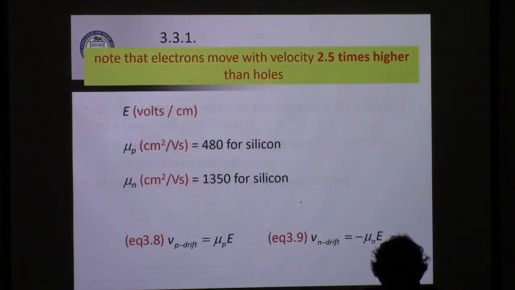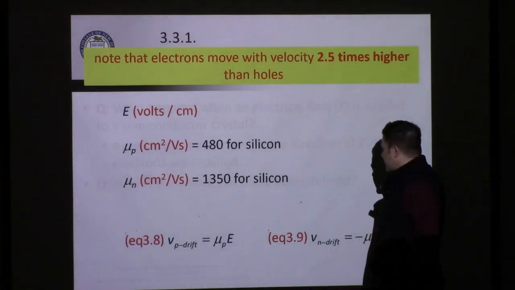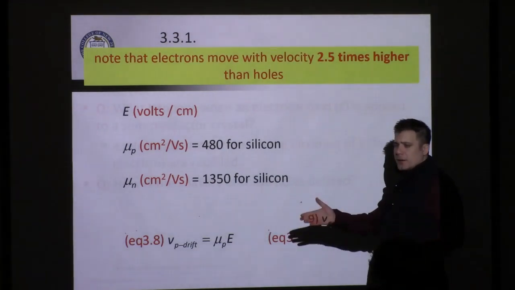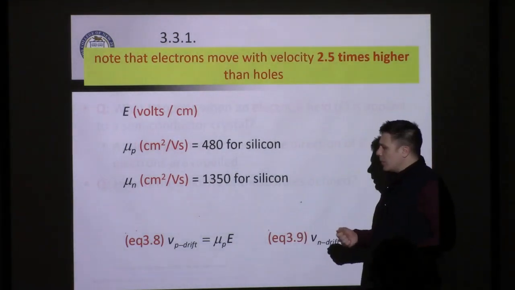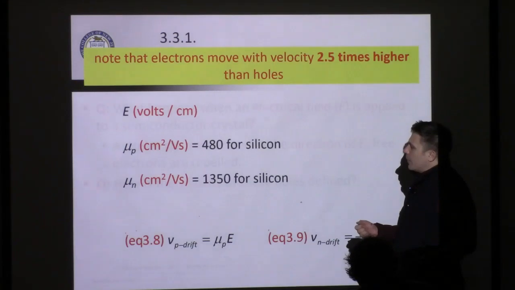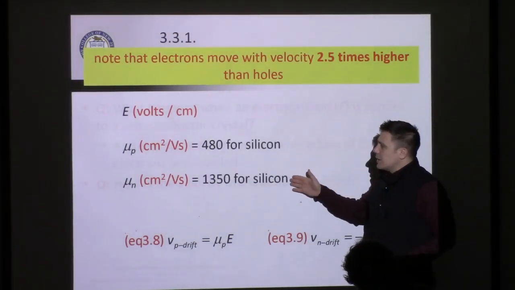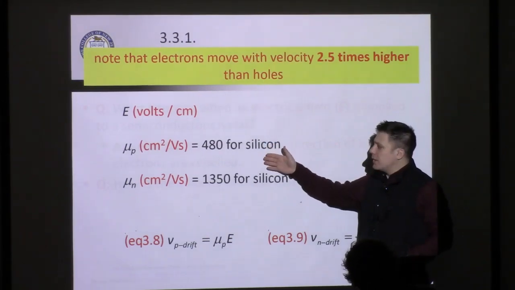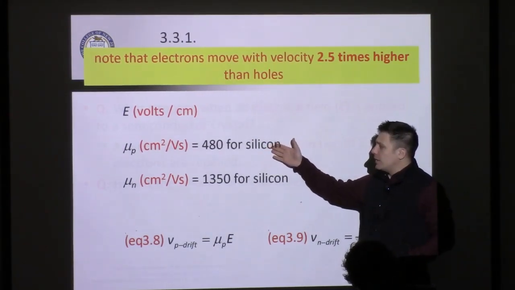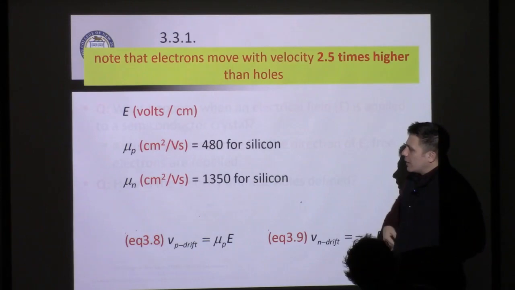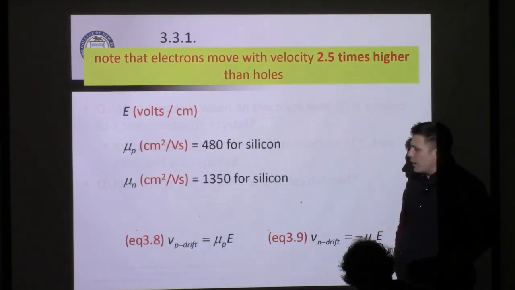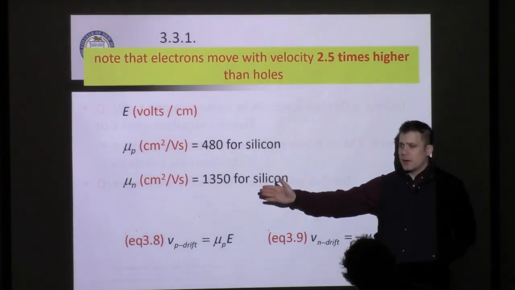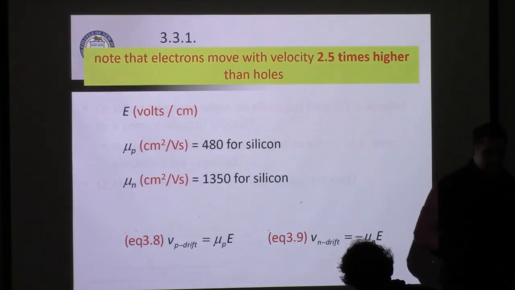So here are some constants we can use in those equations. Essentially, the strength of the electric field is going to be a variable. It's normally going to be provided to you, so you can insert that in. But we are concerned with the constants. The values that we're going to use for silicon: the hole mobility is going to be 480 square centimeters per volt second. And for the free electrons, the mobility is going to be 1350.